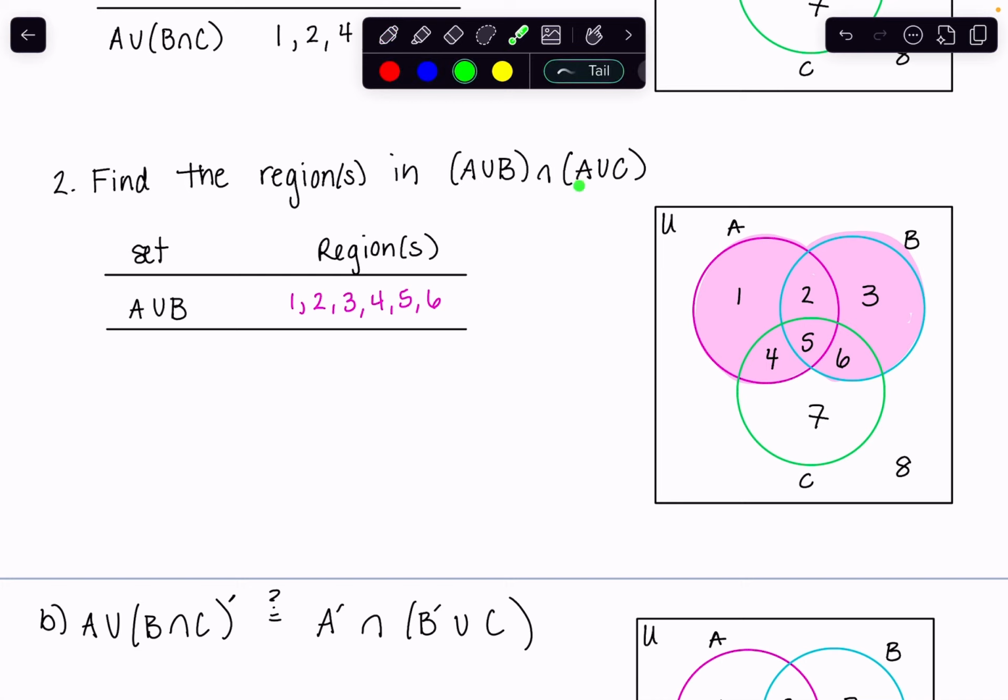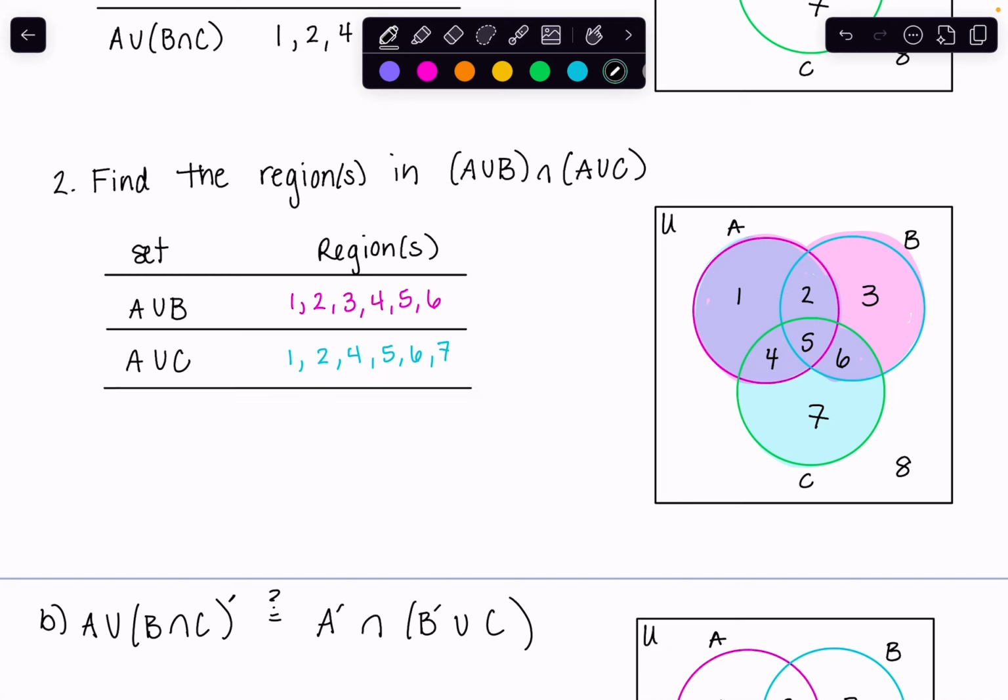Now I need to do the same thing here. I need to find A union C. So again, set A is still the same thing. It's 1, 2, 4, and 5. Now adding in set C would be down here. So ultimately the regions in this would be 1, 2, 4, 5, 6, and 7.